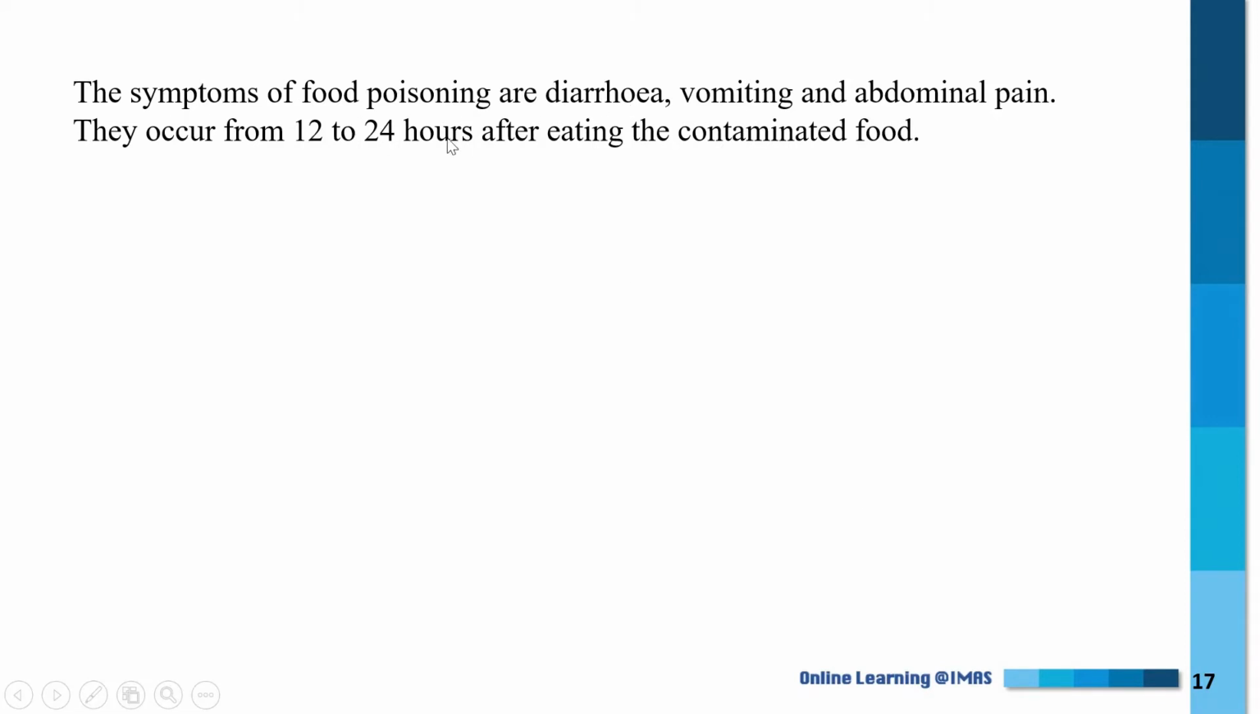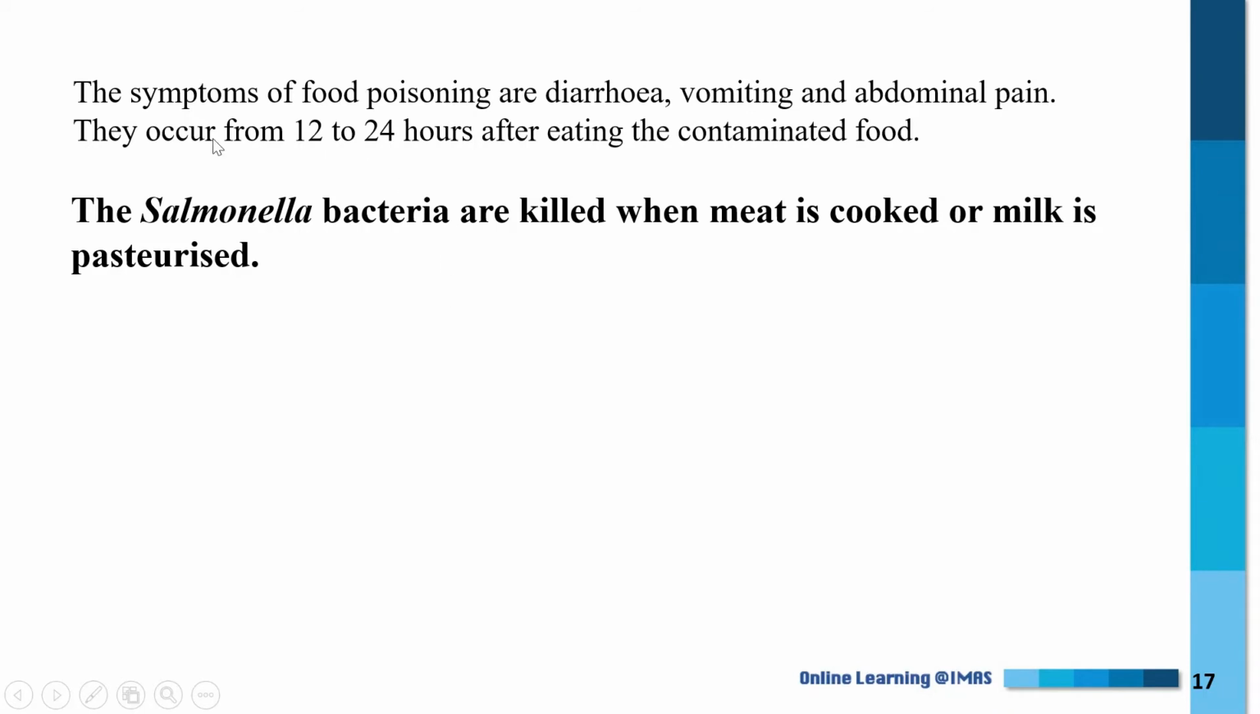The symptoms of this food poisoning are diarrhea, vomiting, and abdominal pain, and they occur within 12 to 24 hours after eating the contaminated food. Salmonella can be easily killed when you cook your meat or pasteurize your milk. So it's very easy. Please don't drink raw milk, because it can have other bacteria, not only salmonella. It can also have Mycobacterium tuberculosis, the bacteria which cause tuberculosis, and this is also quite dangerous.